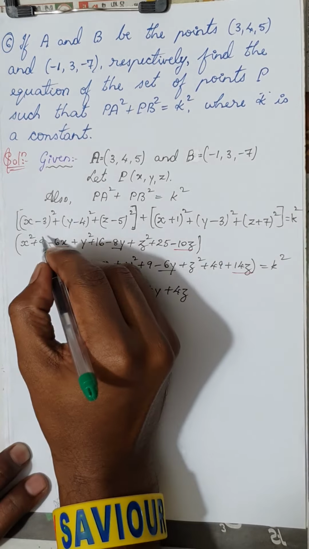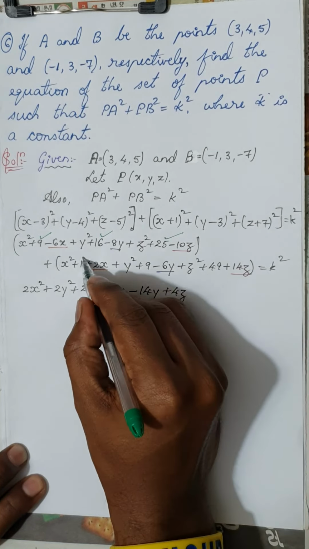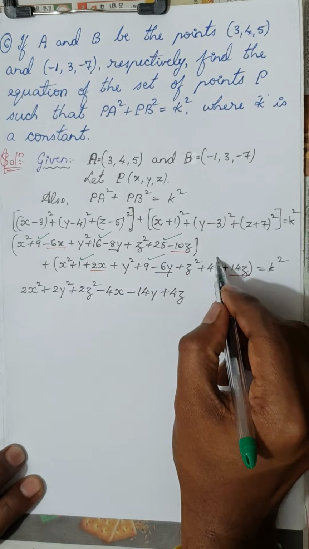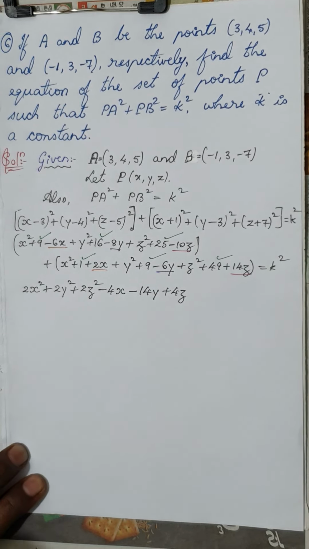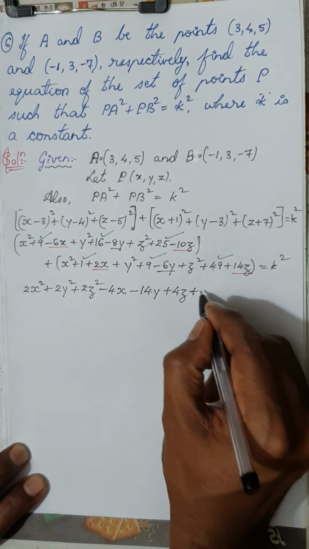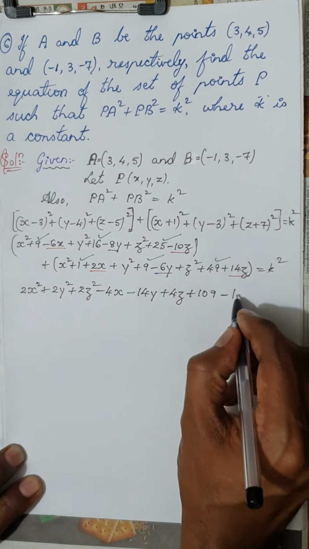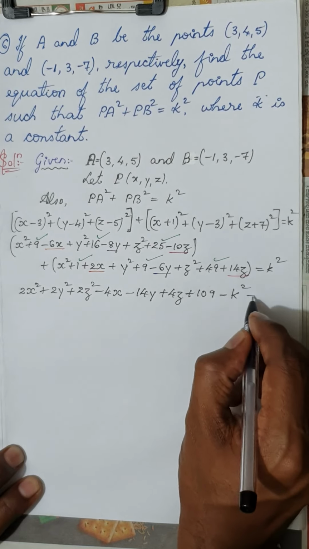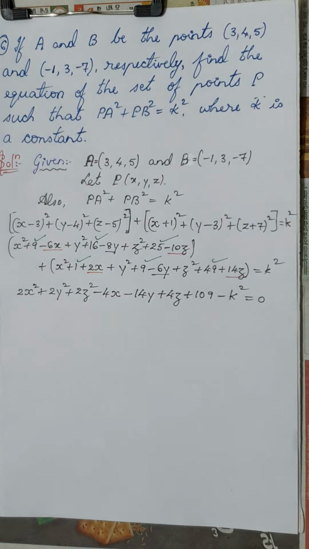And let's calculate the constants. So what are the constants here? I have plus 9, 16, 25, 1, 9 and 49. Okay, so you can use your calculator and add up all the values. If you add up, you're going to get 109. Okay, and bringing this k square to the left hand side, you'll get minus k square is equal to 0, and this will be my required result.